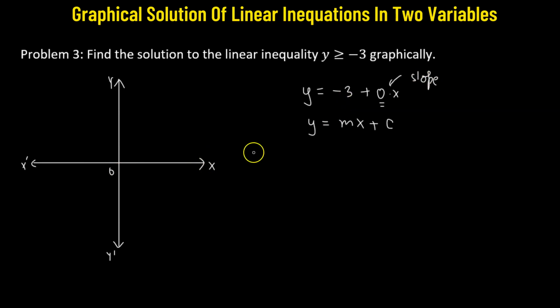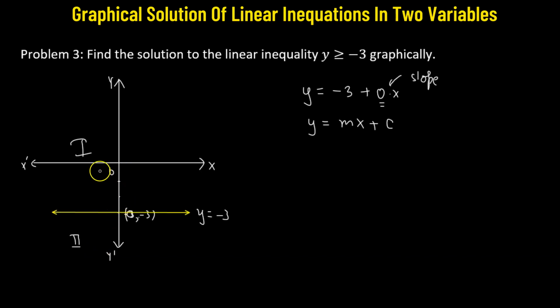And also, this is going to pass through the point y equals -3. So we are going to first consider y equals -3. So this is the point (0, -3), and our straight line is going to pass through this particular point. Here also we see that our Cartesian plane is divided into 2 regions: a region which is above the line y equals -3, so this is going to be our region number 1, and the region below y equals -3, so that's going to be region number 2.